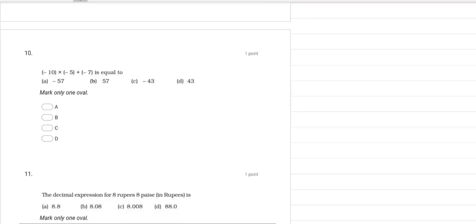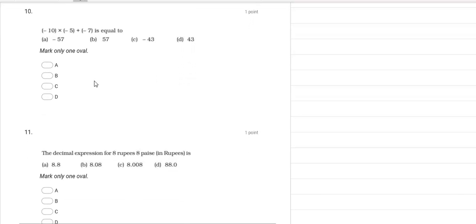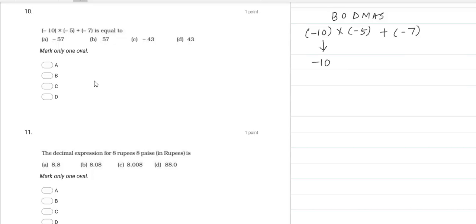Question number 10. We have minus 10 into minus 5 plus minus 7. So what we have learned till now is, by BODMAS, whenever we are in confusion over different operations, we always use BODMAS, which says first you solve the bracket. So this becomes minus 10, then we have into minus 5, plus into minus is minus 7. Now we have two operations. We have a multiplication operation and we have a subtraction operation.